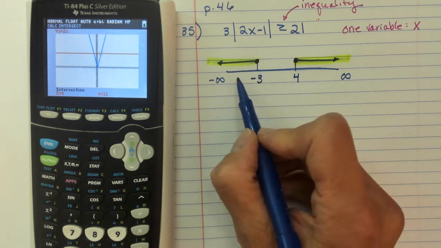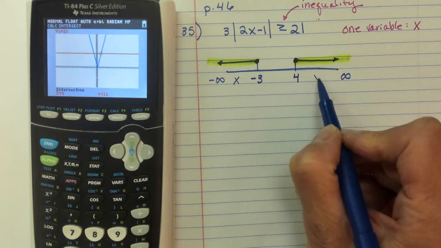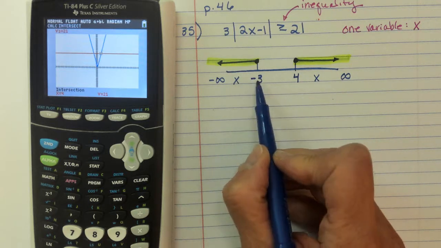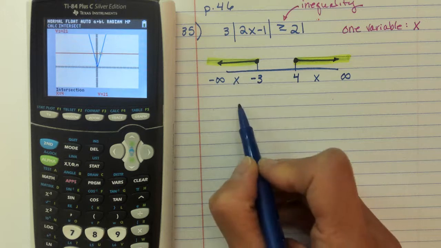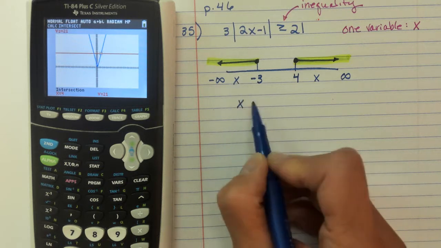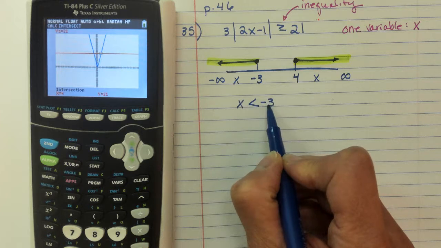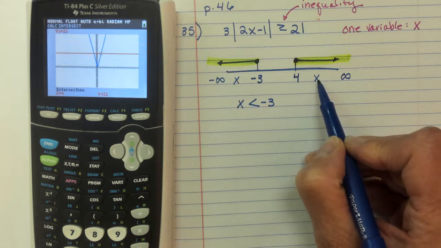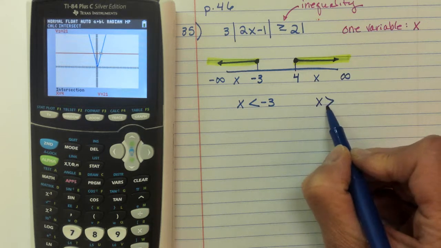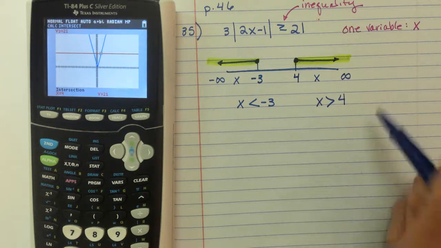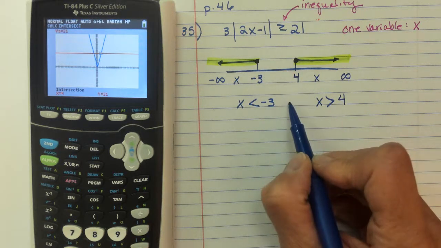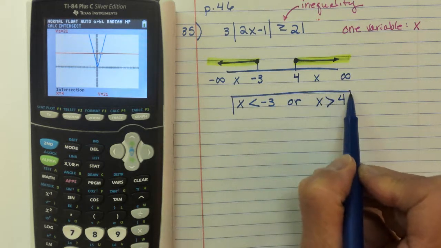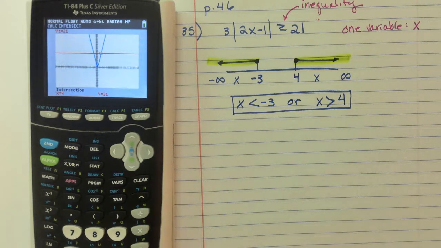Okay, so my x is in this part, right? So let's think about this. If x is to the left of -3, then that means these numbers are smaller. So x is smaller than -3. If x is to the right of 4, that means x is bigger than 4. So x is bigger than 4. Because I have this space in between, I'm going to write the word or. So that's my solution.